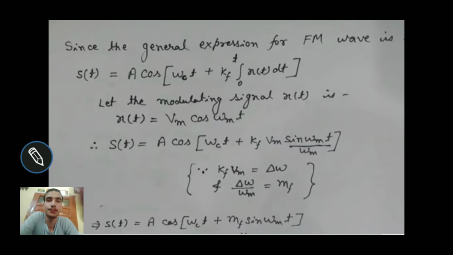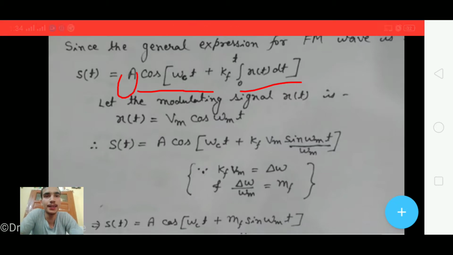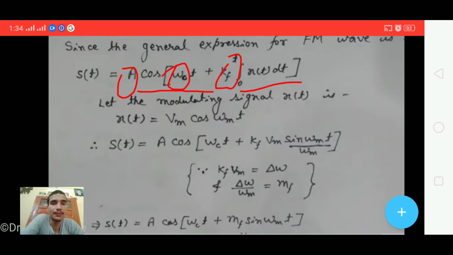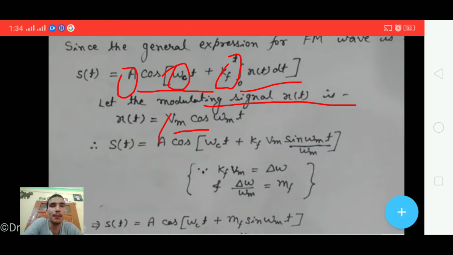As we know, the general expression for an FM wave is given as s(t) = A cos(ωc t + kf ∫ from 0 to t of x(t) dt). Here A is the maximum amplitude, ωc is the carrier frequency, kf is the frequency sensitivity, and the modulating signal is x(t) = Vm cos ωm t. Here Vm is the maximum amplitude and ωm is the modulating frequency.